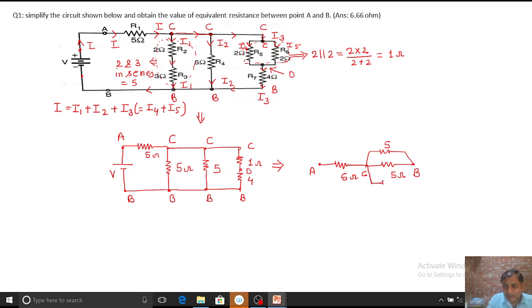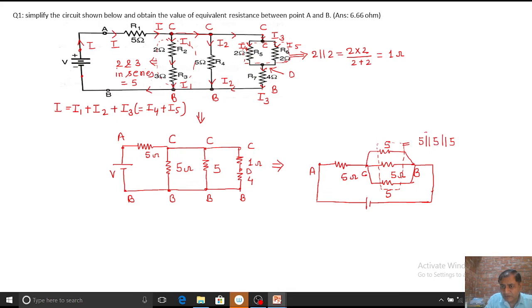So all three resistances are in parallel, because the one end of all three 5 ohm resistances is connected to the point C, and the other end of all three 5 ohm is connected to the point D, which is connected with the battery of V volt supply. So these three are in parallel. What is the parallel equivalent of all three 5 ohm? 5 parallel with 5 parallel with 5.